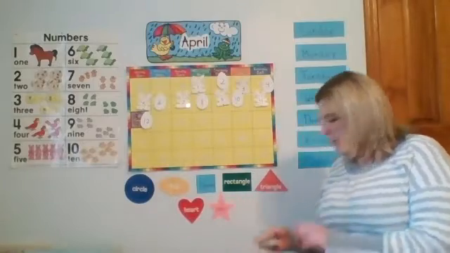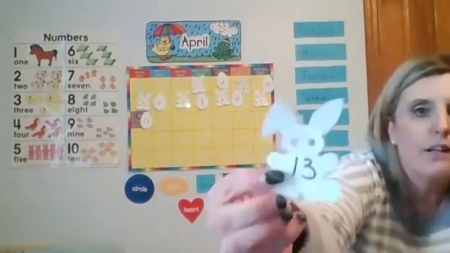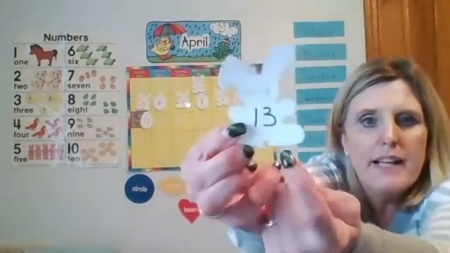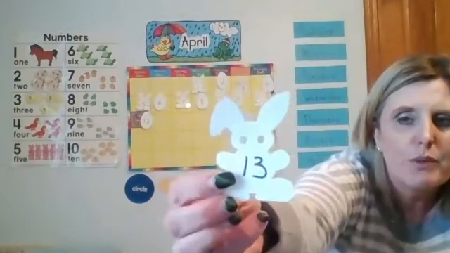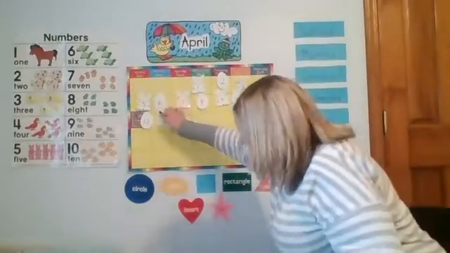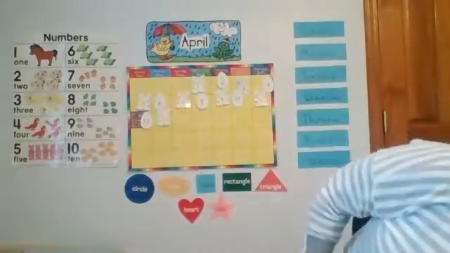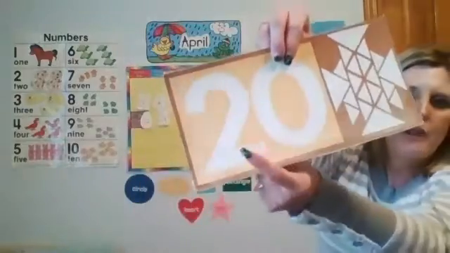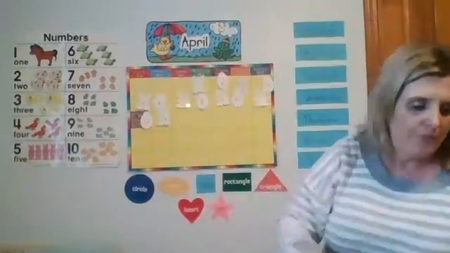It's April, what number? See if you can help me out here. 13th. A 1 and a 3. That's how we make a 13. And it is 2020. 20 is a 2 and a 0.